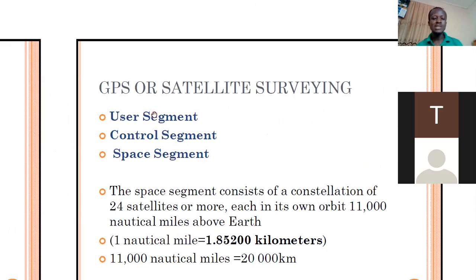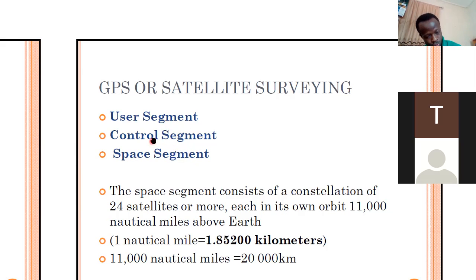There are three segments. The user segment is all the users. If you're in the plane, you're a user. If you're holding the phone, you're a user. If you are a surveyor, you're a user. We have a control segment that controls a constellation of satellites and makes sure that they are in good health. The health data of the satellite is called the ephemeris. Later you can go into detail on how GPS really works in what we call satellite surveying. And then we have the space segment, which is made up of all the satellites out there.